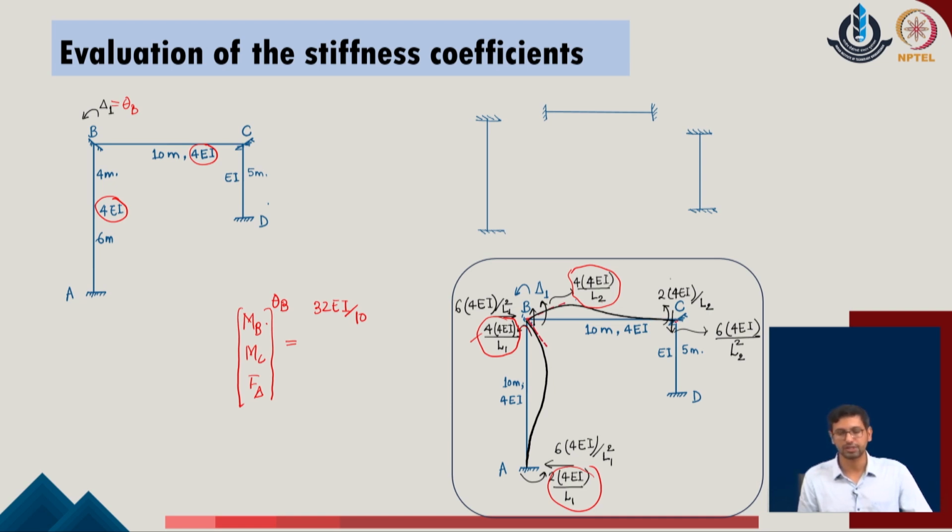Similarly, I go to the joint C and define the moment condition over there, which appears as 8 EI upon L2, and that can be defined as 8 EI upon 10 in the given problem.